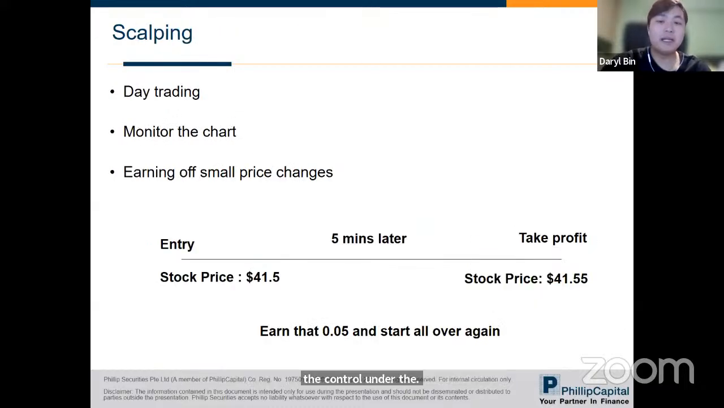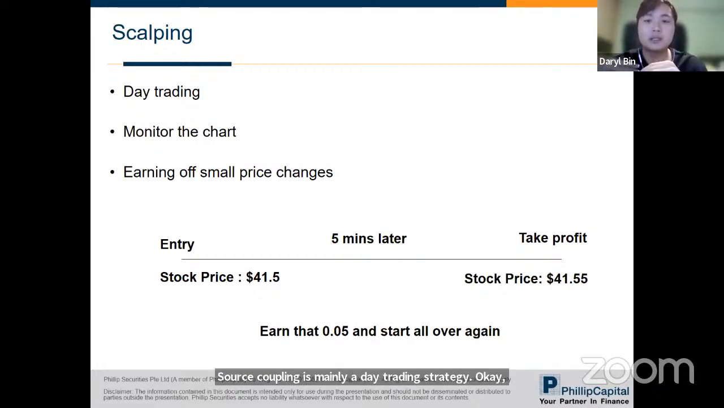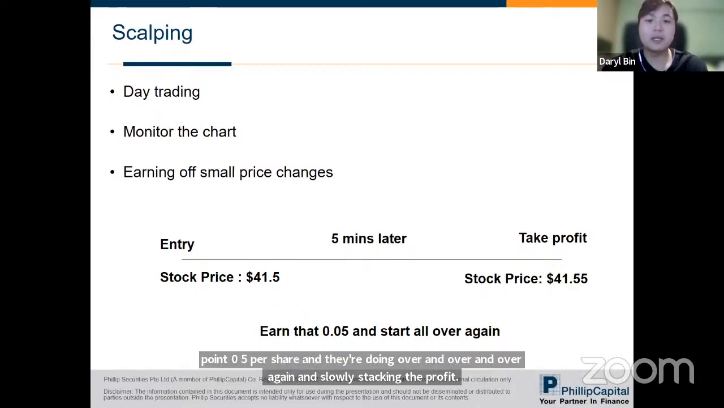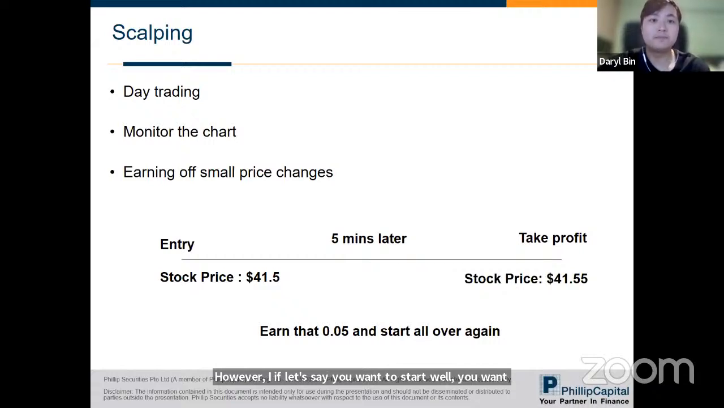So scalping is mainly a day trading strategy. What the scalpers will do is monitor the charts, and whenever there's a given opportunity, they will close the position, earning off small price changes. For example, let's say you enter a stock at $41.5. Five to ten minutes later, the stock becomes 41.55. The scalpers will take the profit of that 0.05 per share, and they'll do it over and over again, slowly stacking the profit. However, if you want to do well in scalping, then you must be good at your technical analysis.